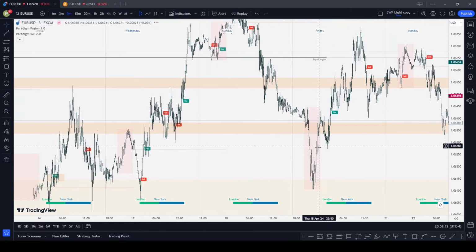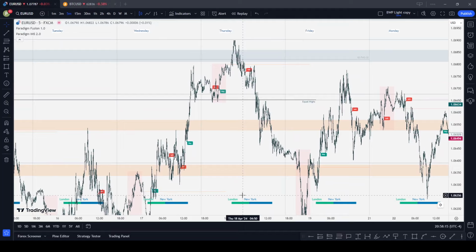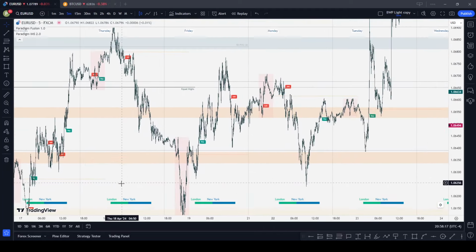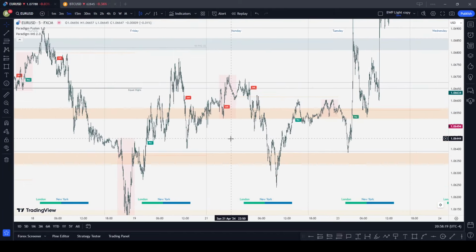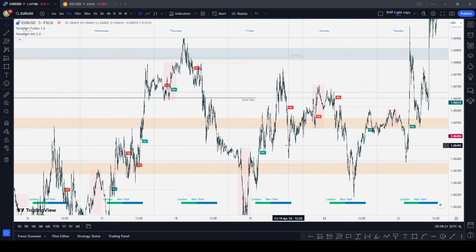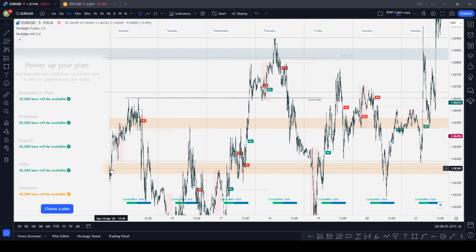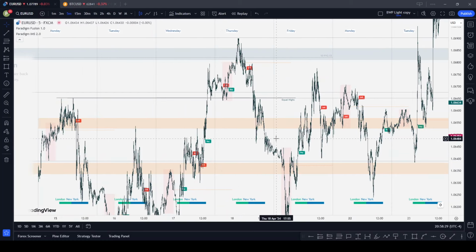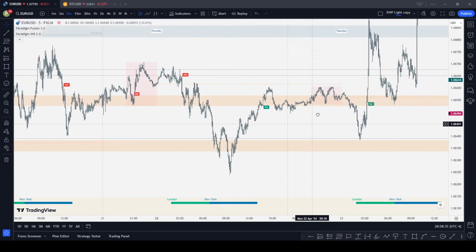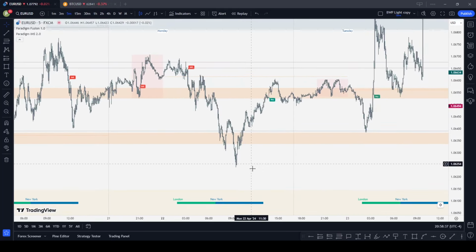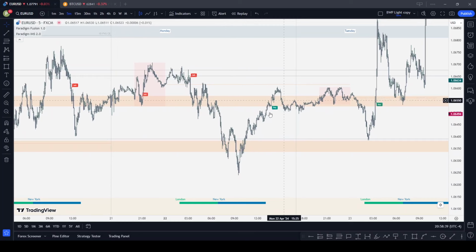Where's Monday? Okay, so we closed above this new week opening gap. This is the new week opening gap that formed on Monday, right there. We closed above it this Friday. So you know that any drop below this area is going to be a long.